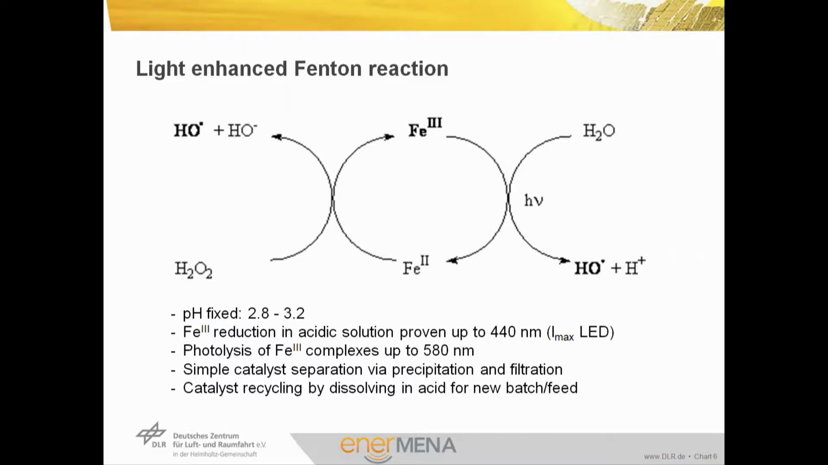The light-enhanced Fenton reaction works differently. Here you have dissolved iron ions in the water. You need to run them at a rather narrow pH range between 2.8 and 3.2. And you have to add hydrogen peroxide as an oxidizing agent. However, with iron complexes, you can use sunlight up to 580 nanometers, so a much wider part of the spectrum can be used in these reactions.